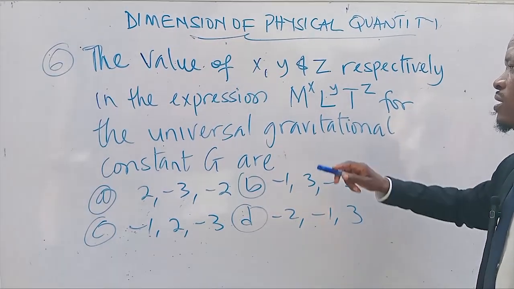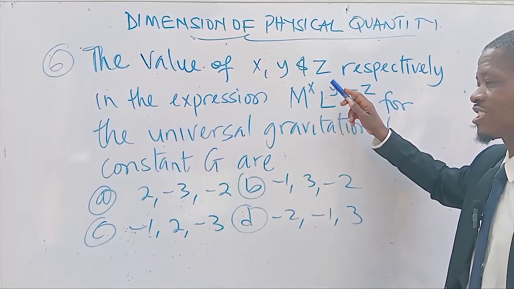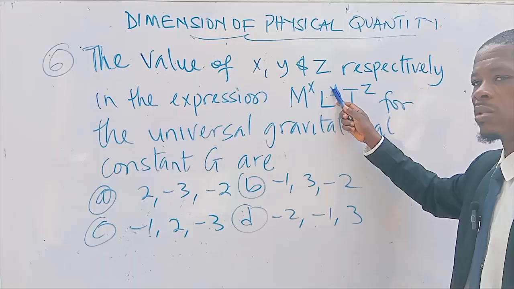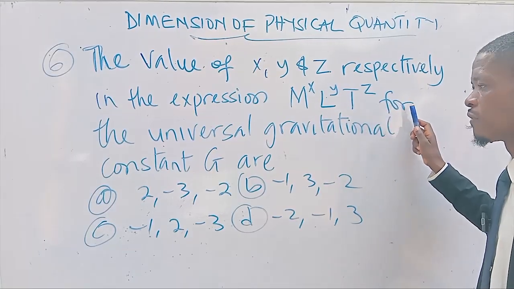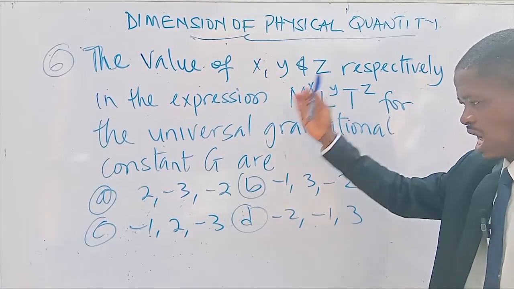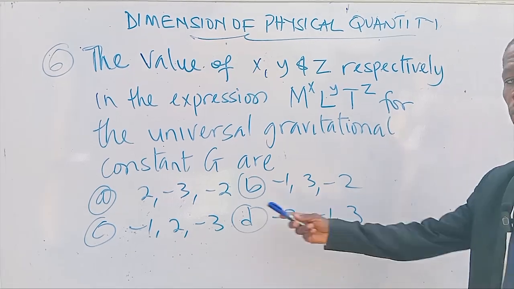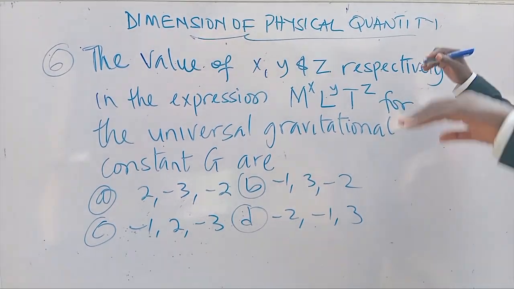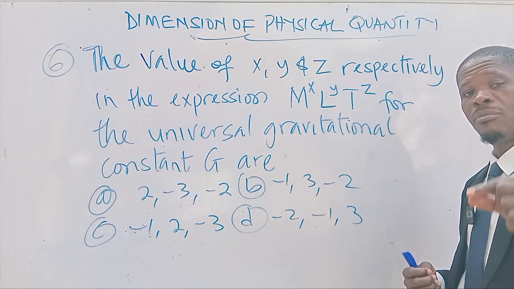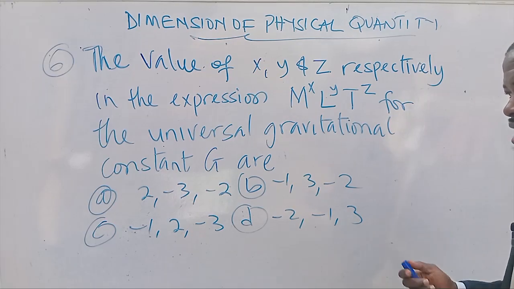Question 6. The values of x, y, and z respectively in the expression M to the power x, L to the power y, T to the power z for the universal gravitational constant G are: A, we have the option, B, we have the option, C, and D also, we have the options. So what we're going to do in this case is very simple. What they're asking us for in this question is the dimension for the universal gravitational constant. That's what they're asking us to do.